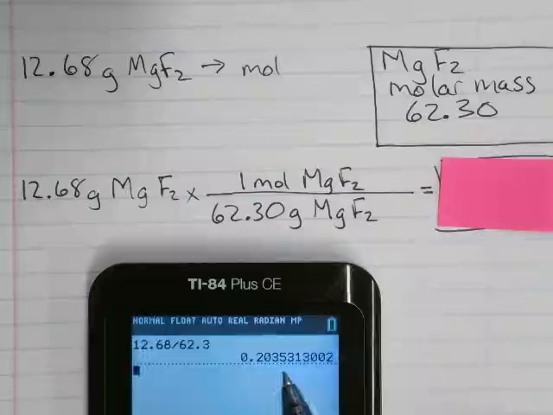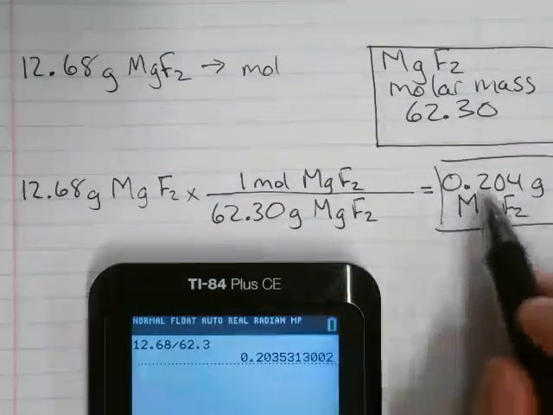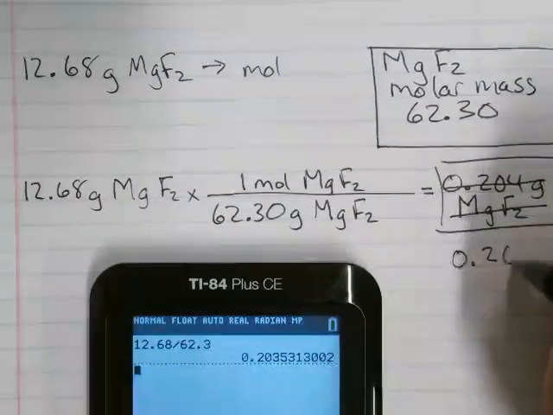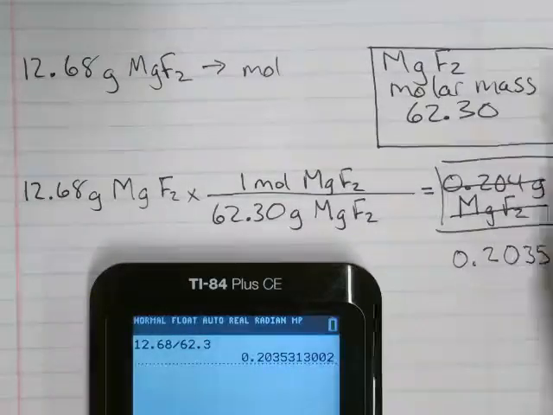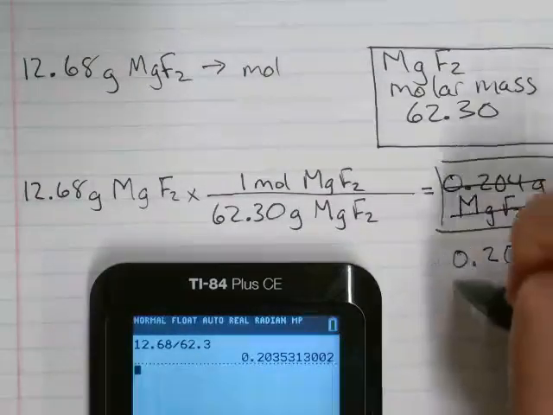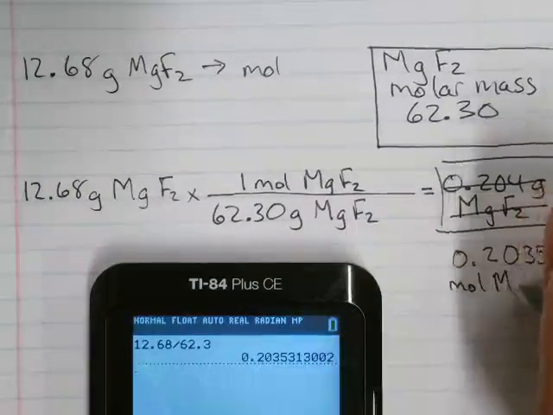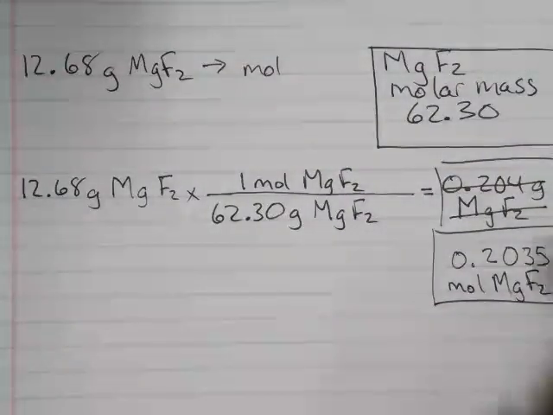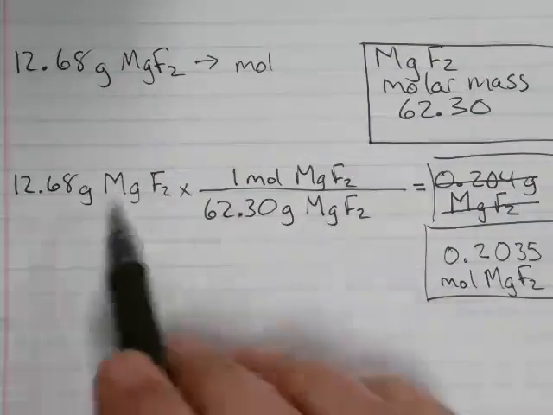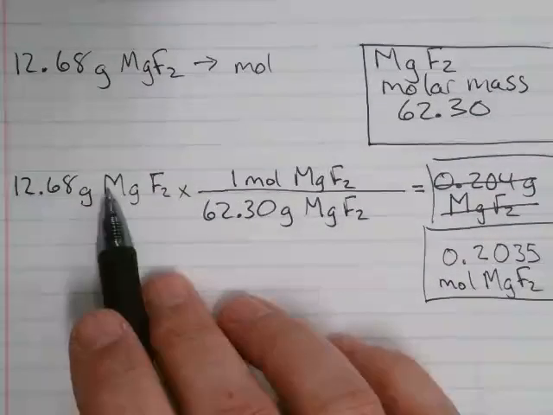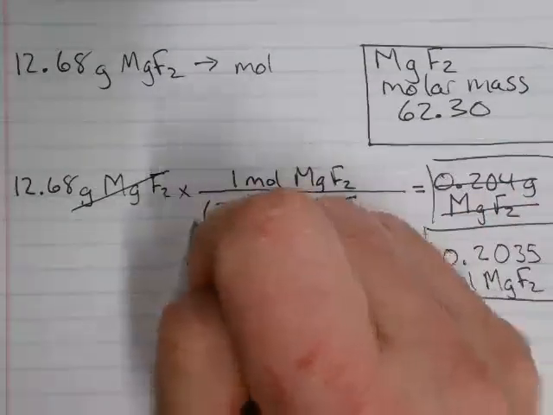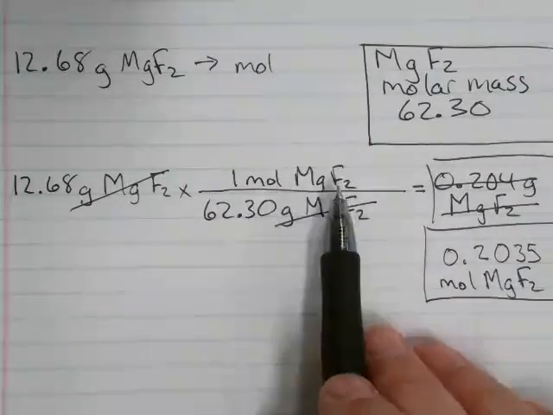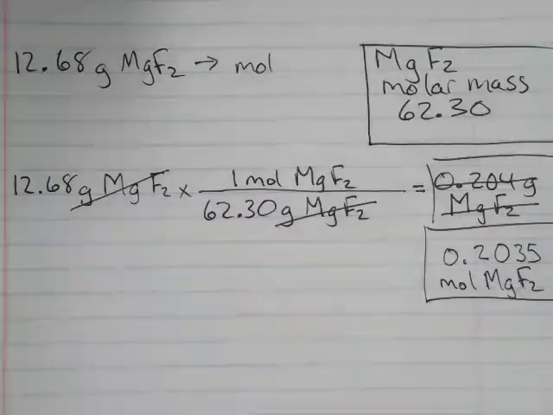We have 4 sig figs, so we would round to 4. So that's not right. It needs to be 0.2035, and that's going to be moles of magnesium fluoride. The reason it's moles is that grams is going to cancel. So the only unit you have left is moles of magnesium fluoride, and that's what we have here, moles of magnesium fluoride.